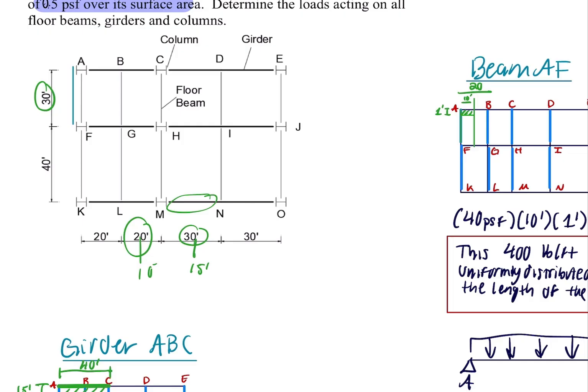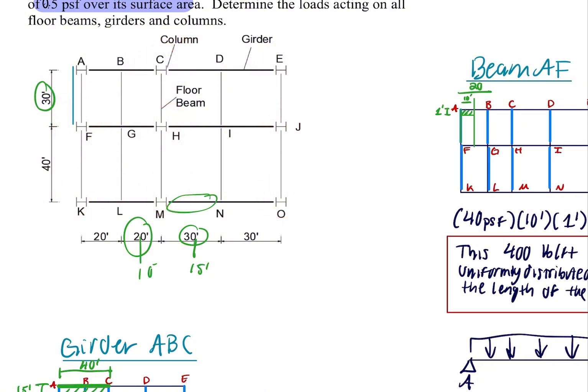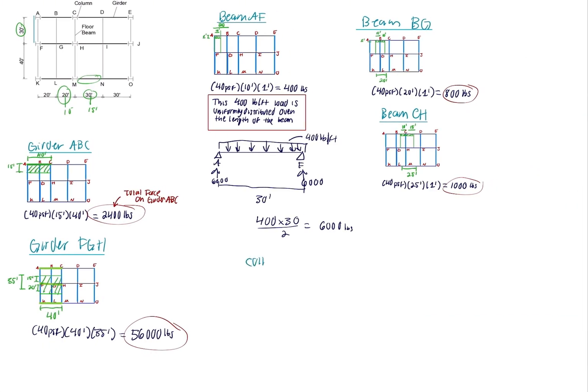As mentioned before, the columns are column A, column C, column E, column J, column H, F, K, M, and O. We will calculate the total force on each of these columns. We will start with column A. So column A is here. I will draw a circle where each of the columns belongs. And again, we are focusing right now on column A.